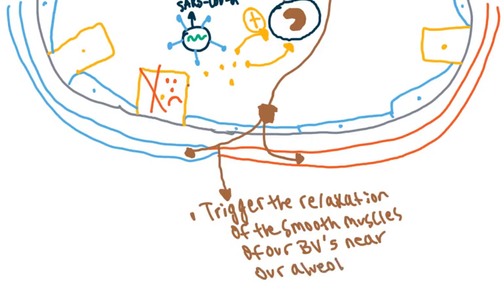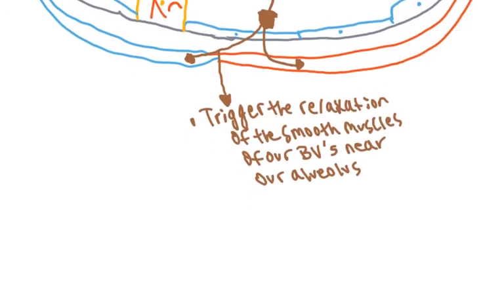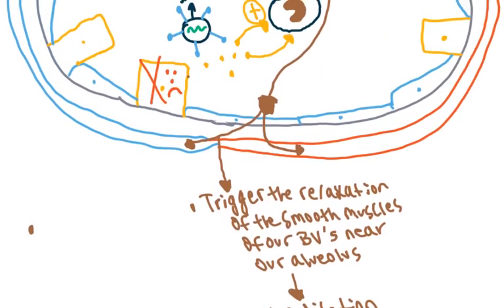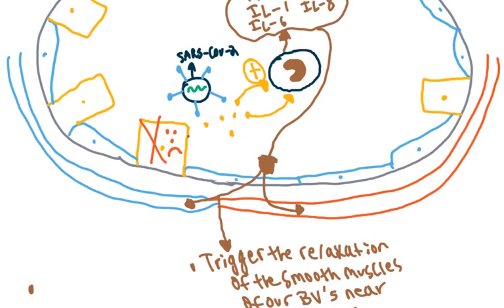Now, what's that going to do? If the smooth muscles of our blood vessels relax, that means we're going to vasodilate our blood vessels. So because of this, we're going to undergo vasodilation of our blood vessels near the alveolus. All right, so that's one thing that the inflammatory cytokines will do. What's another thing? Let's write it over here. Another thing is that the inflammatory cytokines are going to attract more white blood cells.